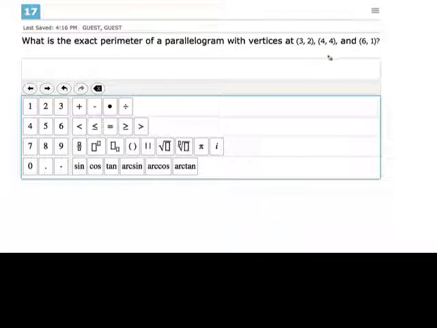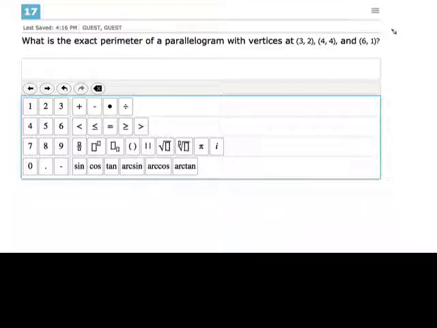All we need are the base and the height, right? Or the base or two of the sides, because it's a parallelogram, which means they're going to be the same. So I need to know the distance from here to here, and from here to here, and then we just double those. And so let's go ahead and get started.